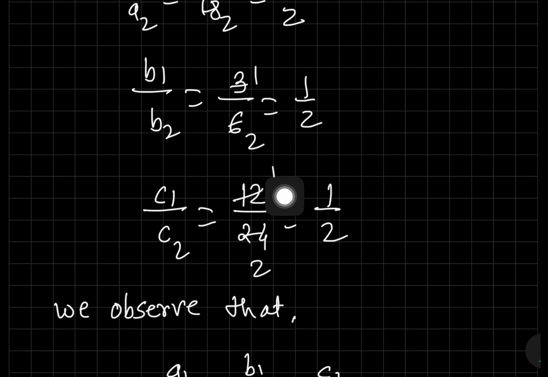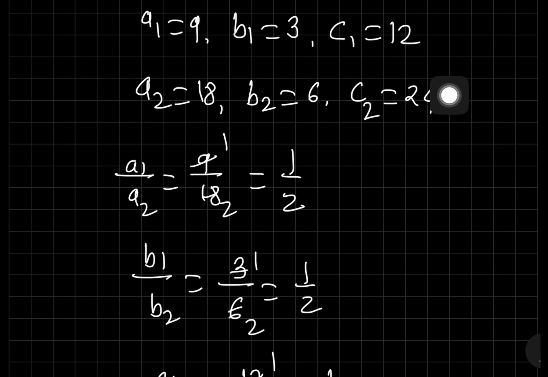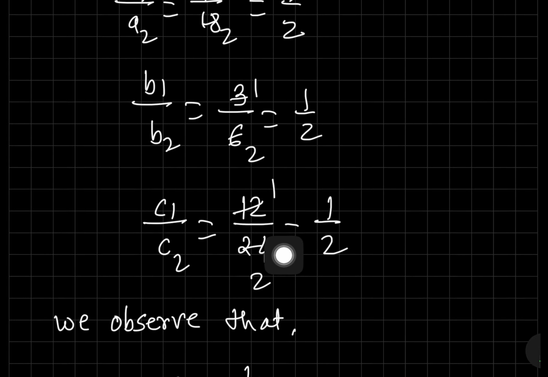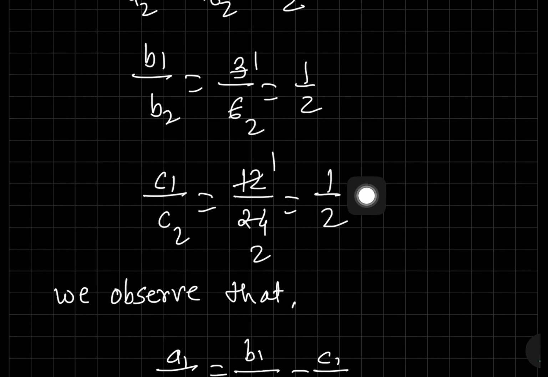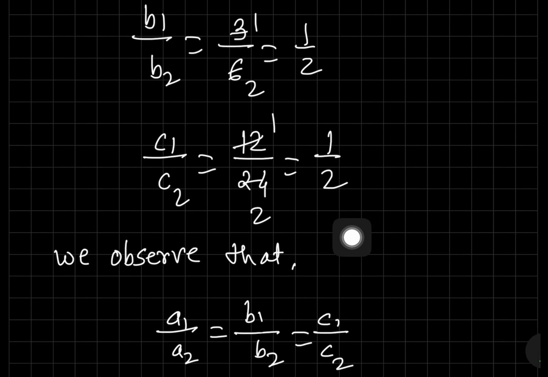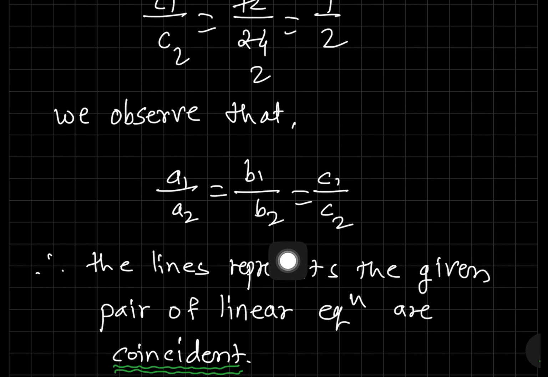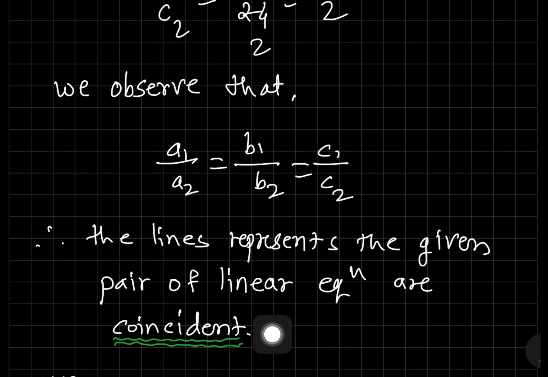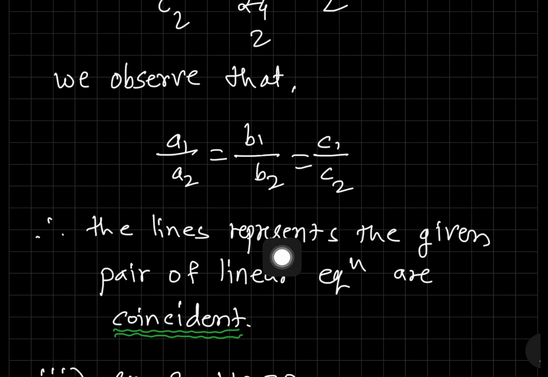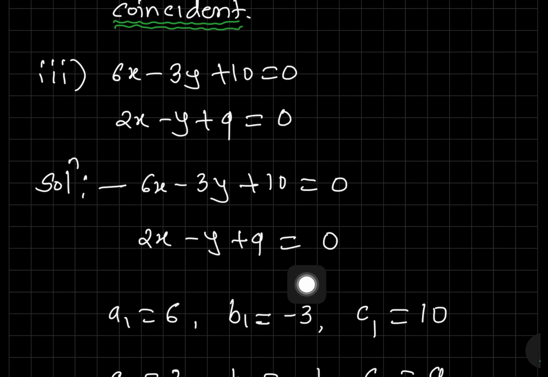Then c1 upon c2 is 12 upon 24. We keep the values in this ratio: 12 ones are 12, 12 twos are 24, so we get 1 upon 2. Very simple. Here we can observe that all three ratios are equal. When all these ratios are equal, the lines representing the given pair of equations are coincident. When you draw the graph, you will get coincident lines.